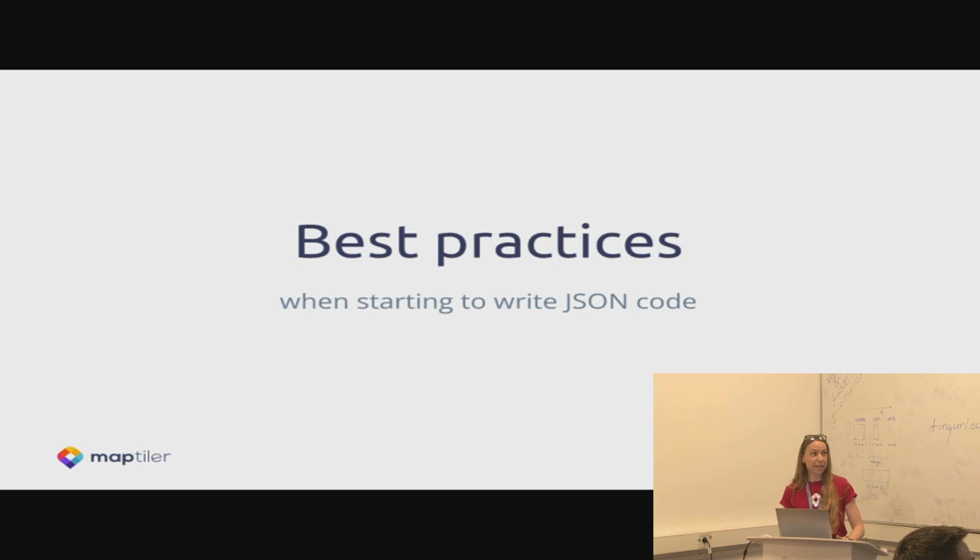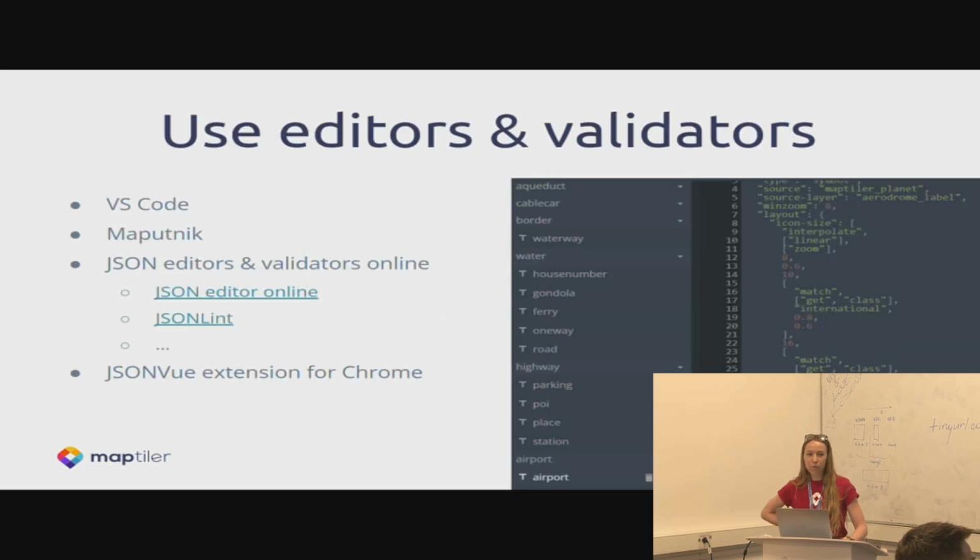Now I would like to move on to some best practices when you are starting to write the JSONs. Maybe most of you are already proficient, but if there's someone who would like to start and doesn't know how, these are just my tips that worked for me from the start. The first one would be to use editors and validators, because of course we are people, we make mistakes, and these will catch your typos or syntax errors.